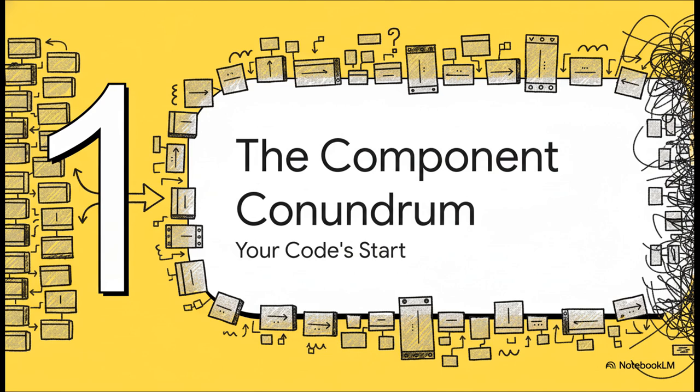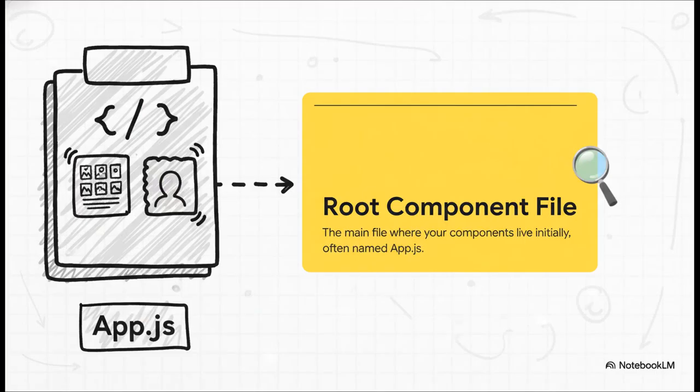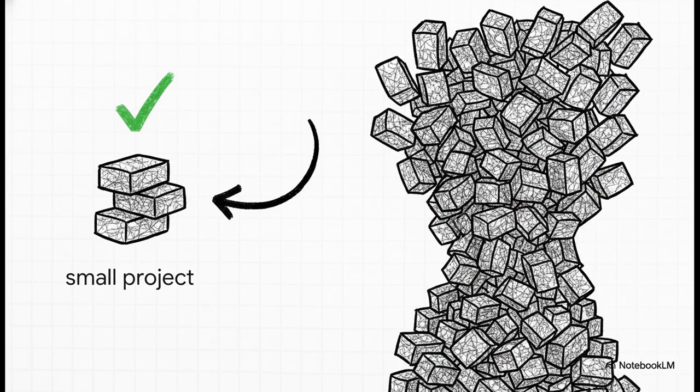Okay, let's dive right into this component conundrum. We're going to start by looking at where our code usually begins its life, with everything just crammed into one single file. Right, so this main file, we call it the root component file. And when you're just starting out, it totally makes sense to put everything there. You might have, say, a gallery component and a profile component all defined and living happily together right inside your app.js. And look, for a tiny project, that's totally fine.